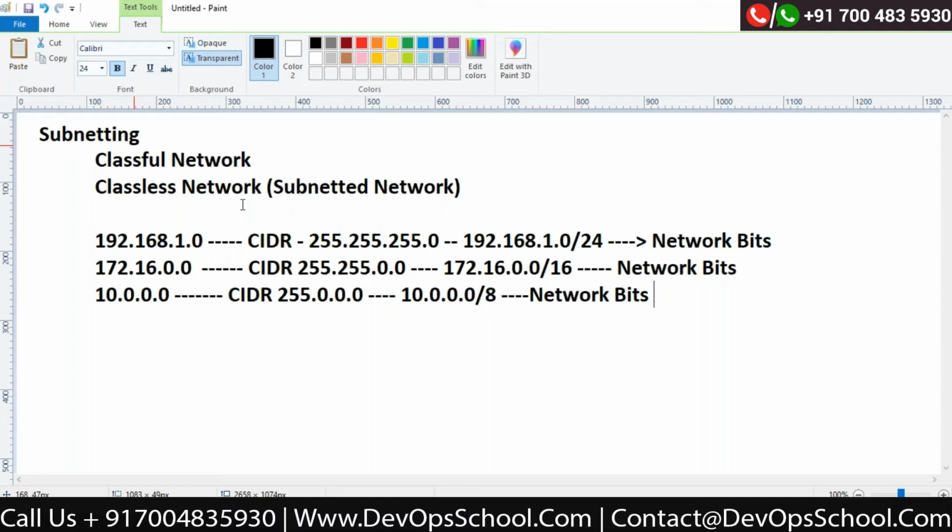So here is the idea. What is classful? If I'm taking the entire network without subnetting it, I would say this is my classful network. At any given point of time, if I divide this network into smaller chunks, or I get a network segmentation, then I would say this is a classless network. And there is a method called CIDR that will help me denote this particular network in this particular format.